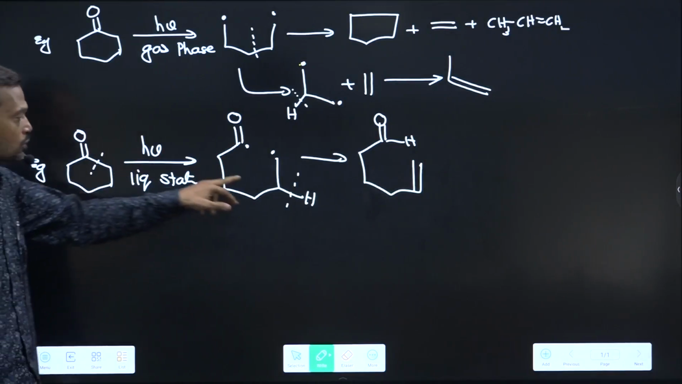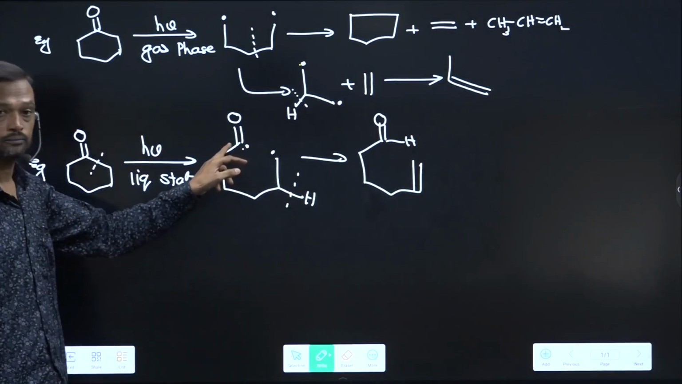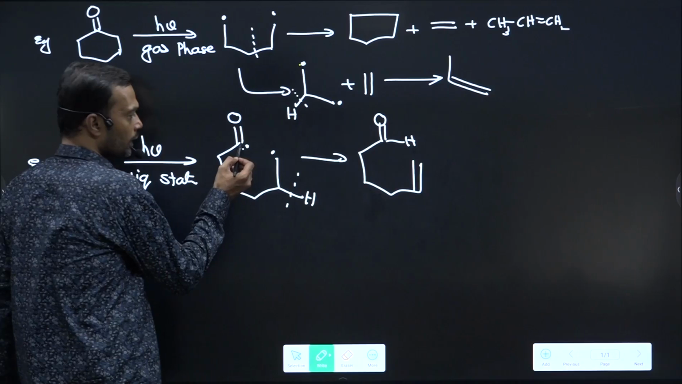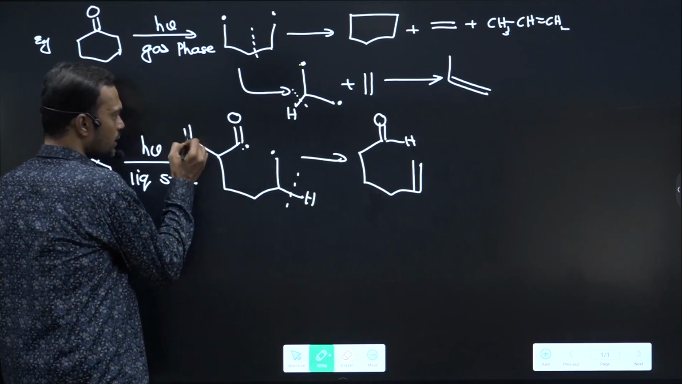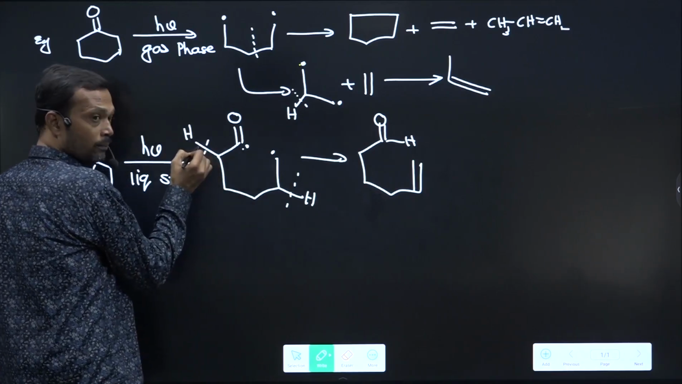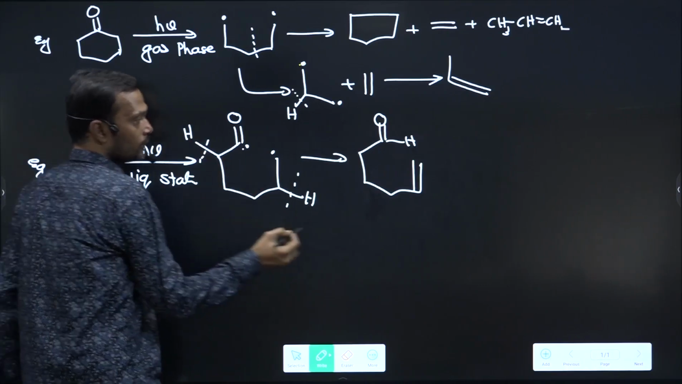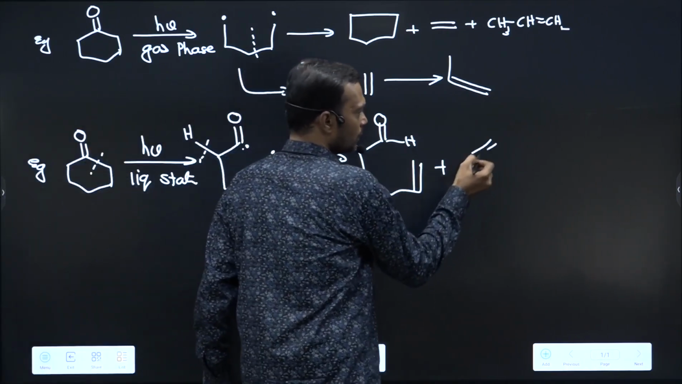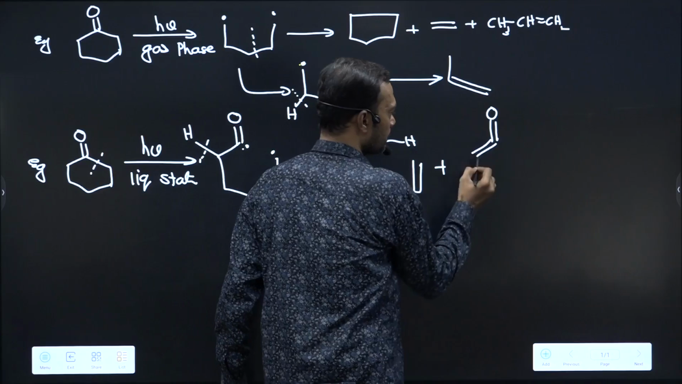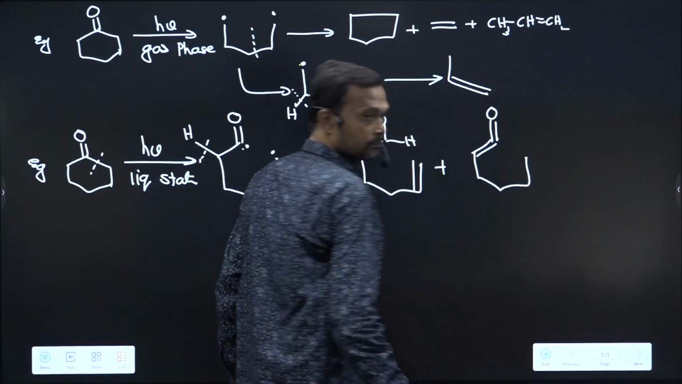In liquid state, hydrogen transfers from alkyl to acyl. You will get unsaturated and alkyl. So one more possibility is there, transfer of hydrogen from acyl to alkyl. Then what is your answer? Here you will expect ketene. But this is minor.